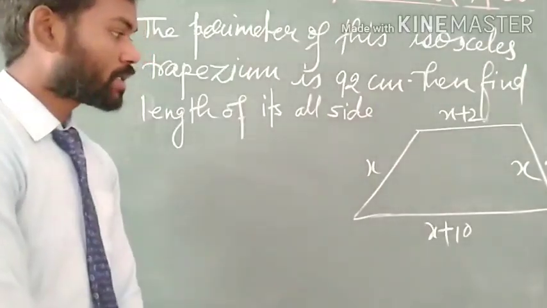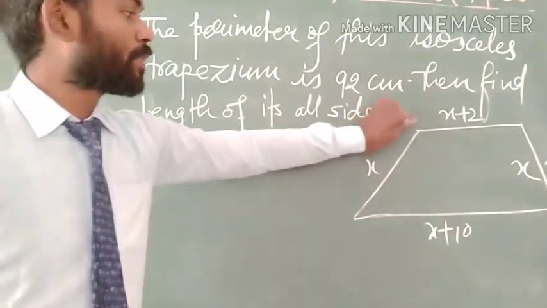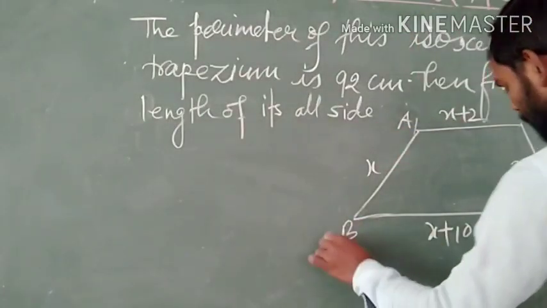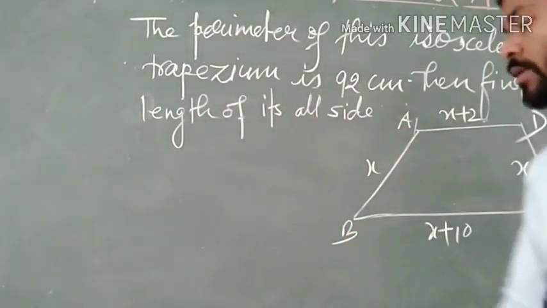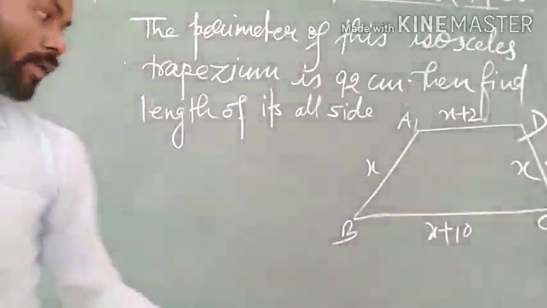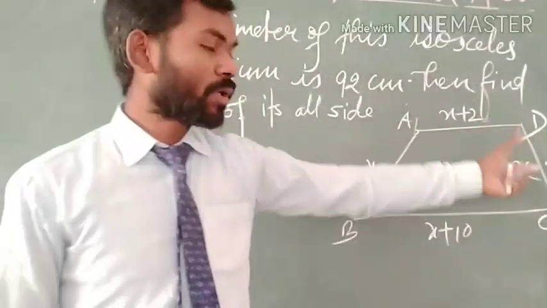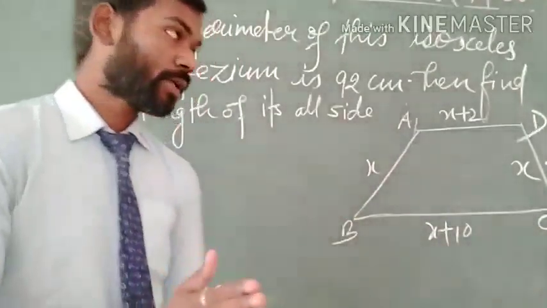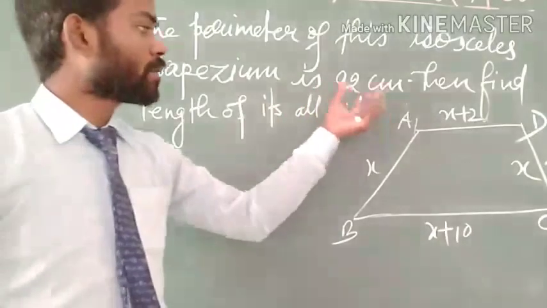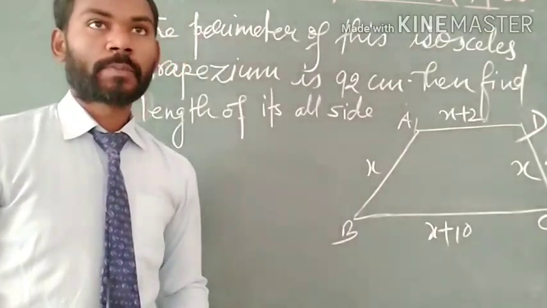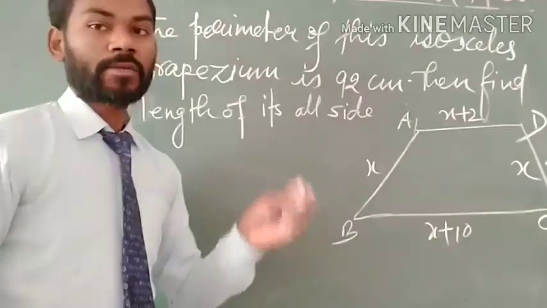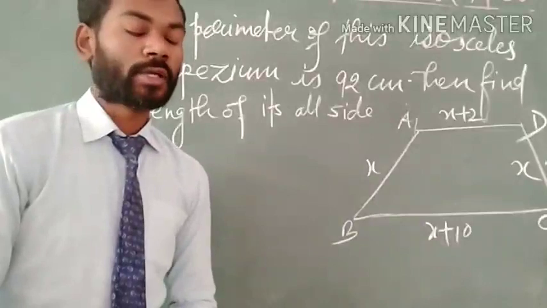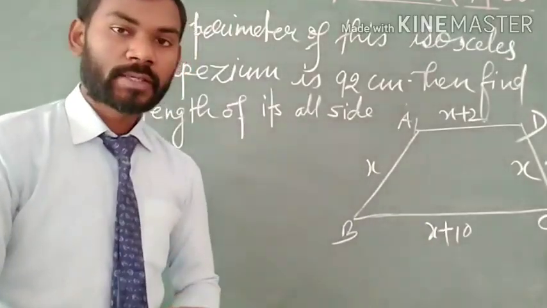And here we can easily see the lines AB, CD. In this figure, we can see that the length AB is equal to CD, which proves that the trapezium is isosceles. Okay. Now the next is 92 centimeter. The perimeter of this isosceles trapezium is 92 centimeter. Then we have to find the length of all its sides.